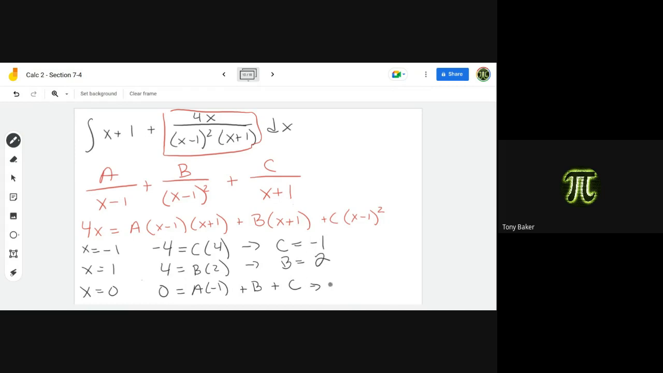So this becomes 0 equals A or -A. And then 2 plus -1 is +1. So -1 equals -A. So A is 1. So as long as you can get the answers to a couple of them, you can then plug that in and not have to do systems of equations.